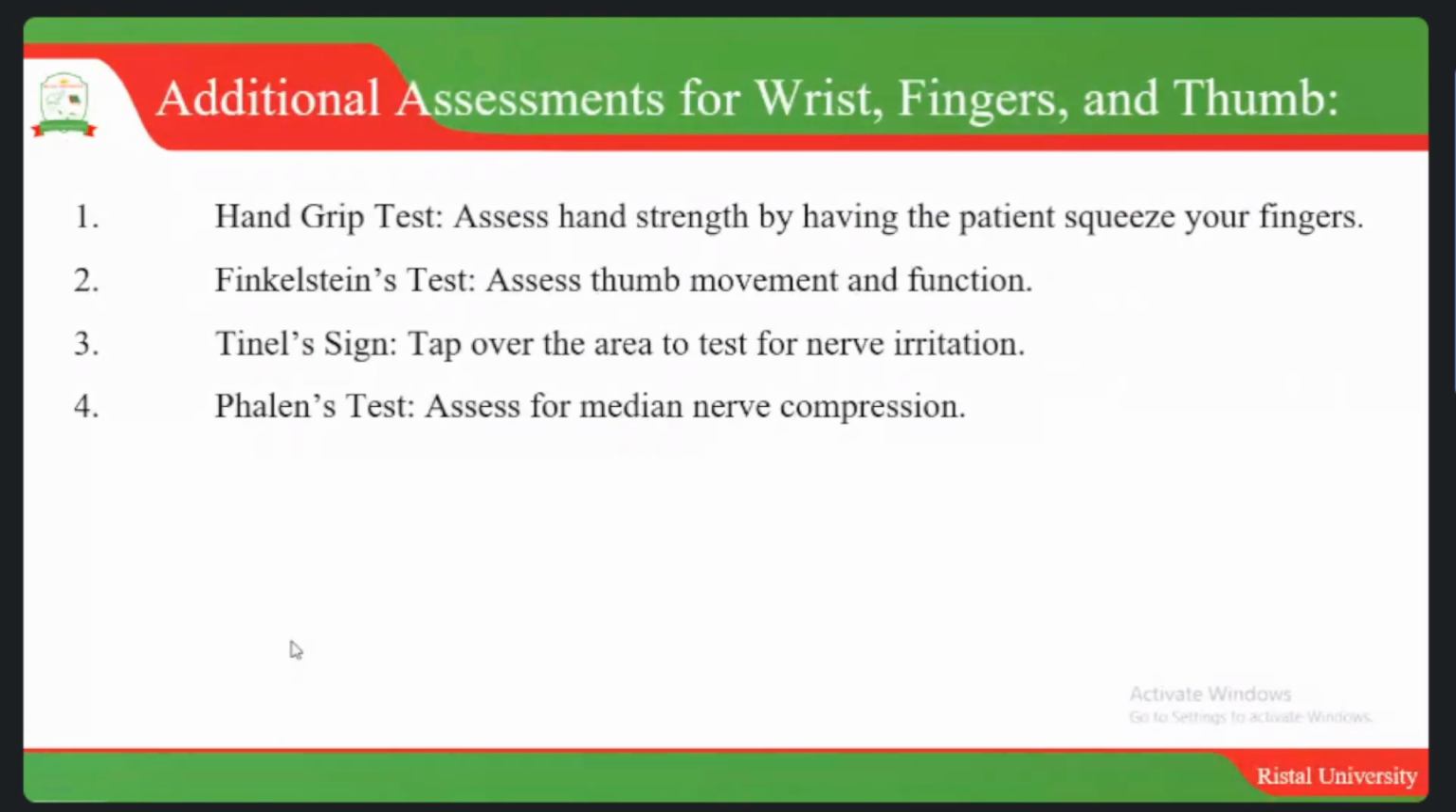Then the Phalen's test is to assess for median nerve compression. The median nerve compression can affect all these fingers. If there is a problem with the median nerve, then there will be loss of function in these fingers, because it is the one that supplies and is responsible for all the activities, the movements and so forth of the wrist, fingers and the thumb. So when the median nerve is affected due to compression from the neighboring bones and so on, then you can get a problem with your wrist, fingers and the thumb.